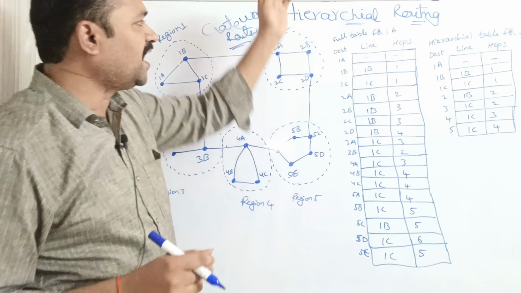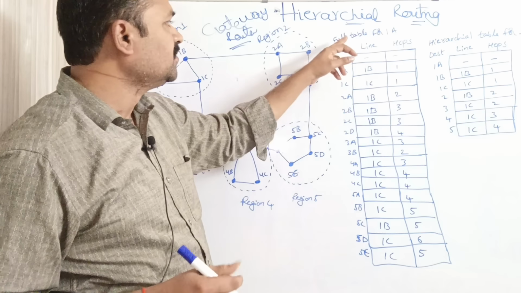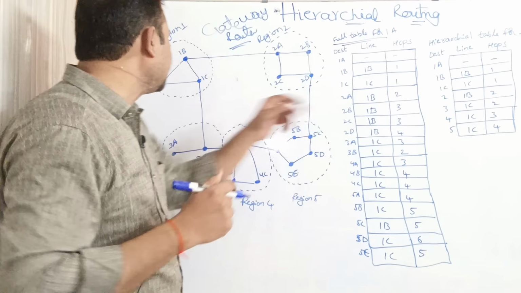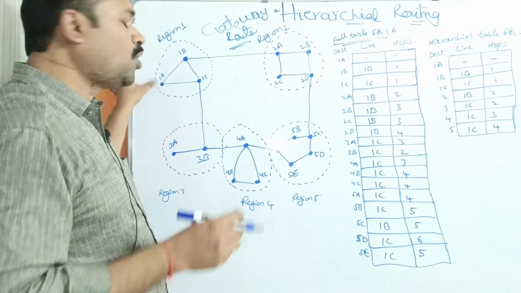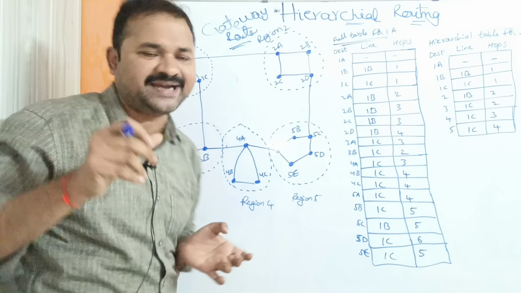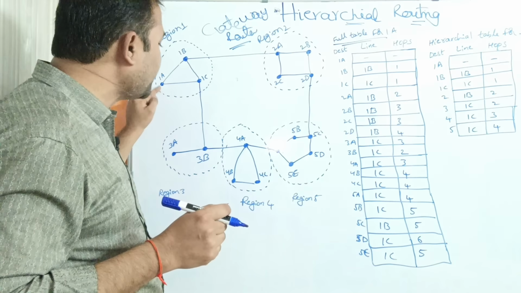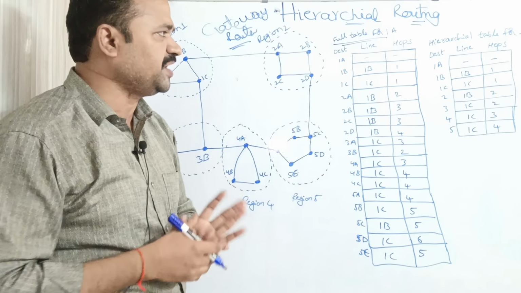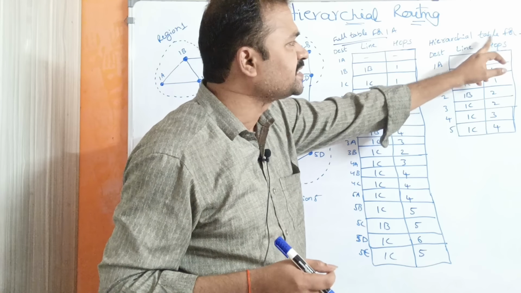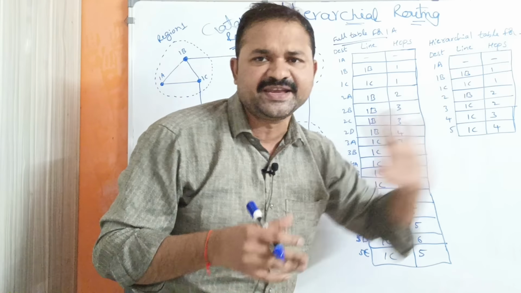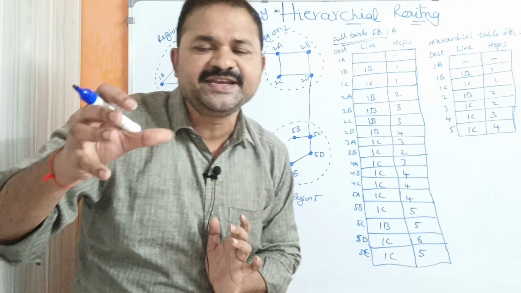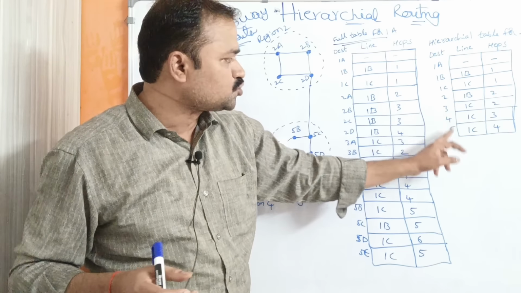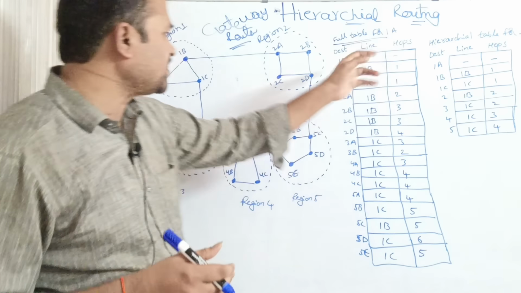Now let's see the diagrams here. Full table for 1A. Here 1A is nothing but the source router. So how can we route a packet from the source router 1A to all the remaining routers? This is the first table. And the second table is the hierarchical table for 1A. That means here 1A is sending packets to different regions such as 2, 3, 4, 5. So let us see the first table.